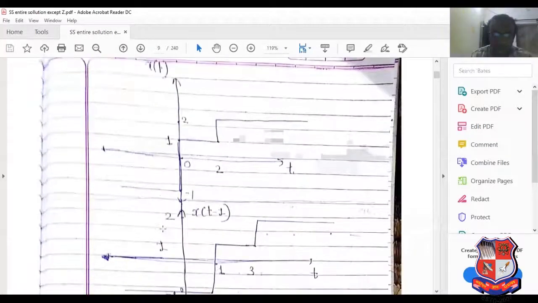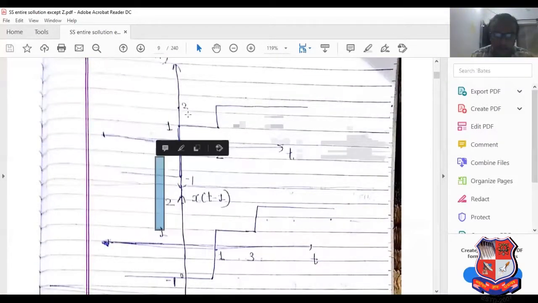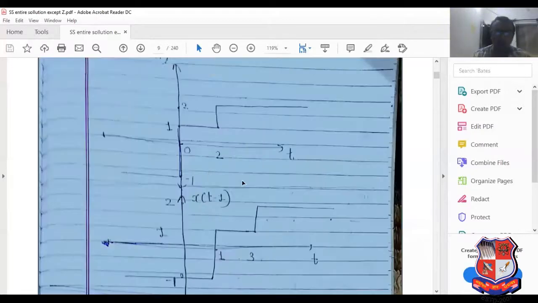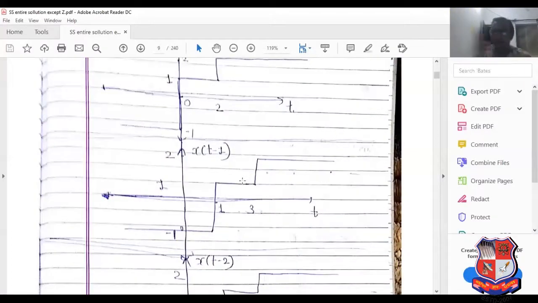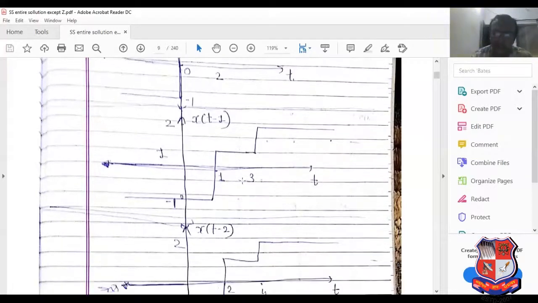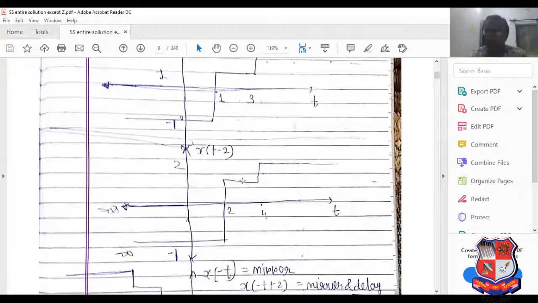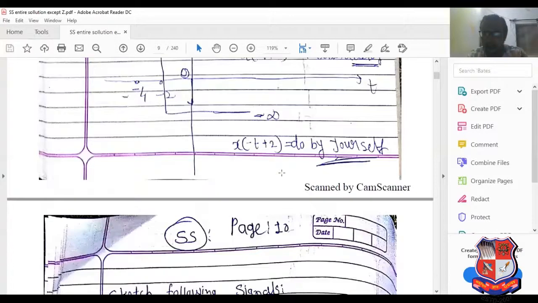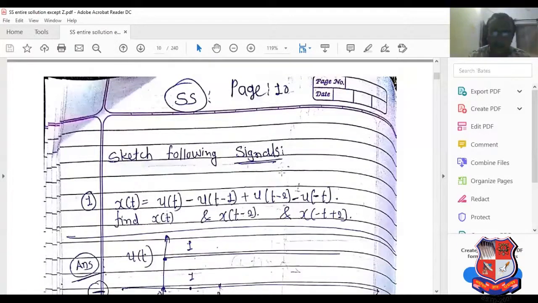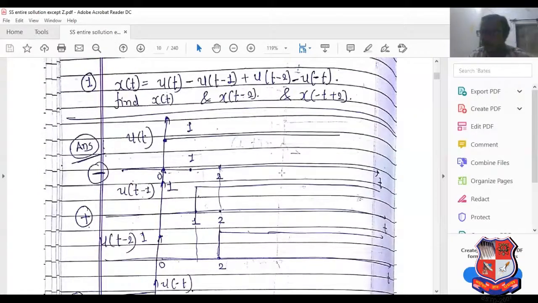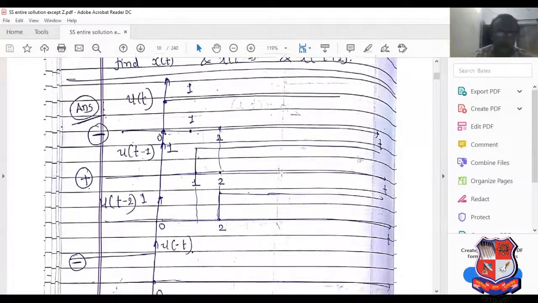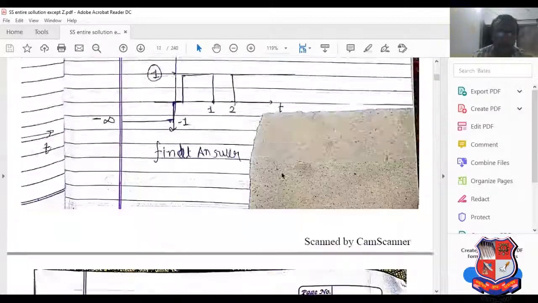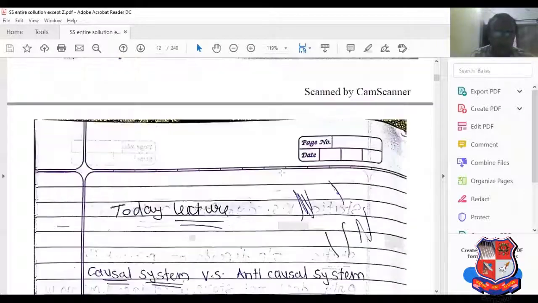So based on x of t, see here it is x of t. So obviously the delay operation can be easily identified. Shift one unit of the signal to the right side. So here we get the right side signal. Here 2 units means what? Shift the signal by 2 units. Apply the mirror and delay operation. You have solved lots of examples based on that. So it is the second example related to this particular operation. Now concentrate on the third example.